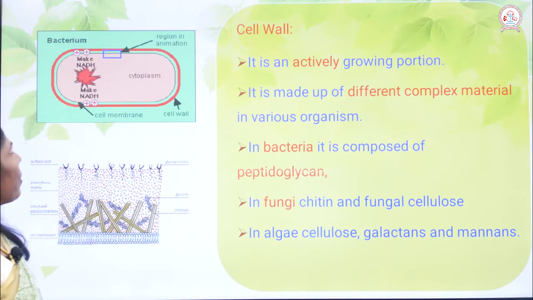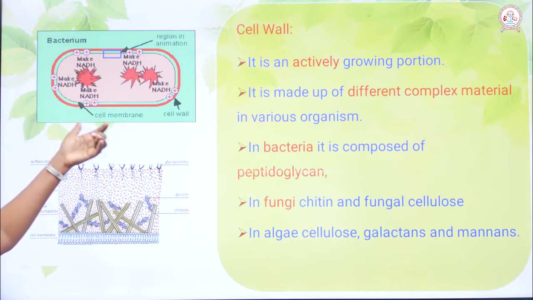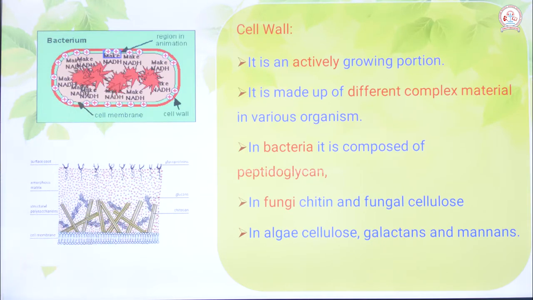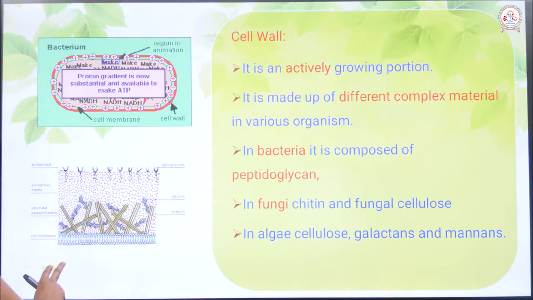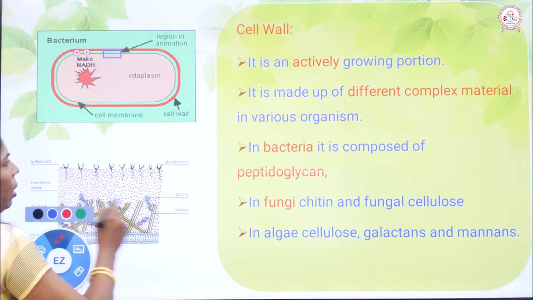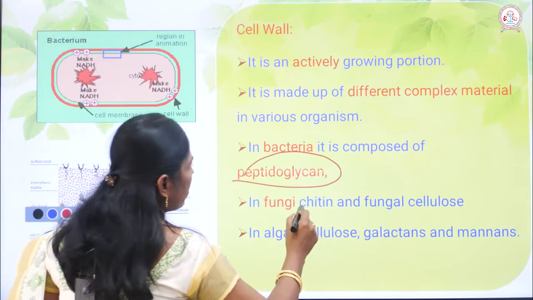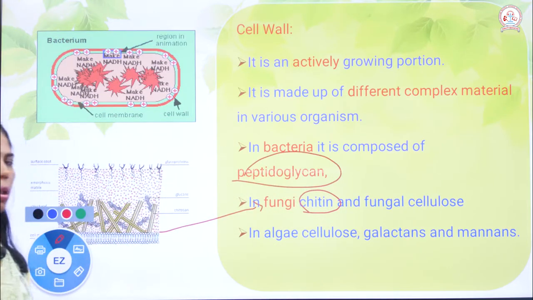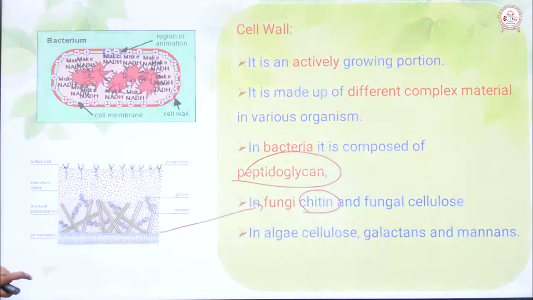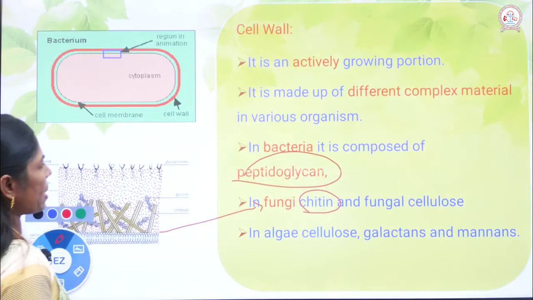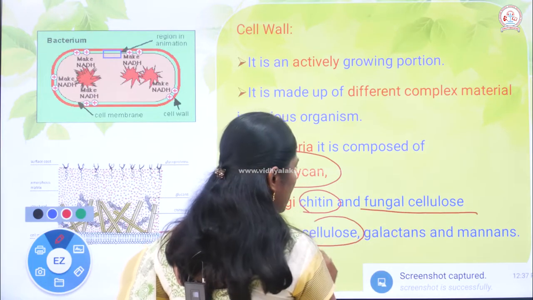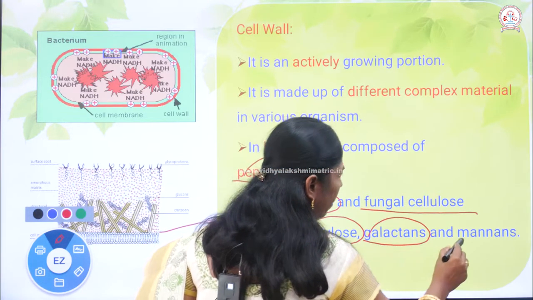So this is your bacterium, the cell membrane and cell wall are present. The cell wall is made up of peptidoglycan. And fungi are made up of chitin. This is a fungus, made up of chitin or fungal cellulose. Fungal cellulose is present. In algae, the wall is made up of cellulose, galactans and mannans.